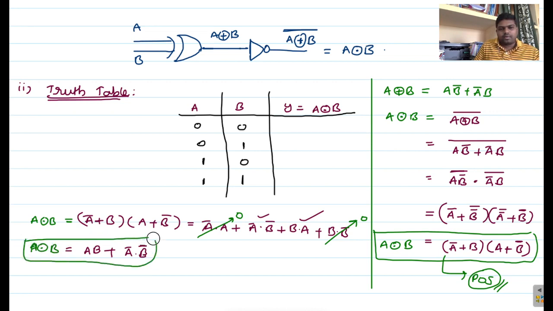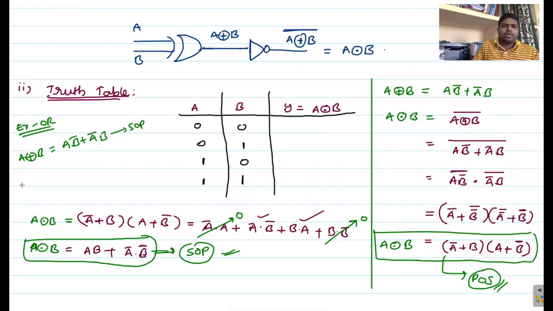Okay, this is in sum of product nature. In the previous XOR case, if you observe the XOR gate, A XOR B is nothing but A B bar plus A bar B. This is for sum of products. When it comes to product of sum, you will get (A plus B) into (A bar plus B bar). This is for product of sum.